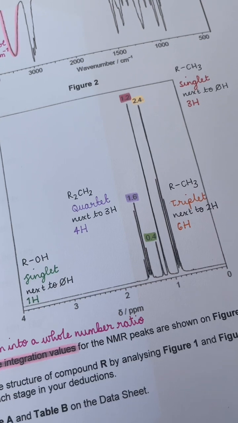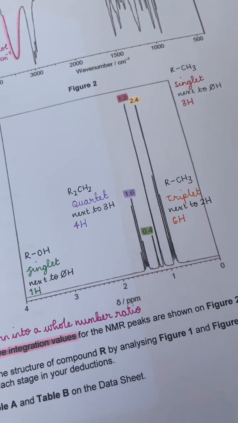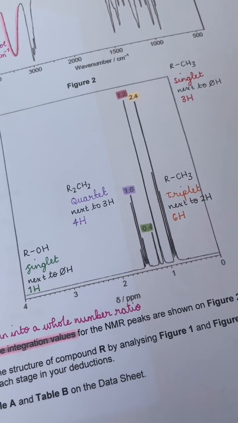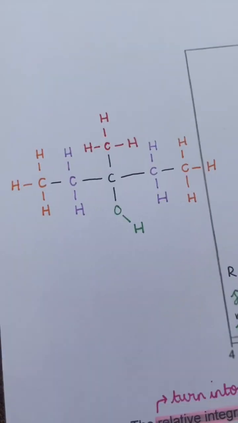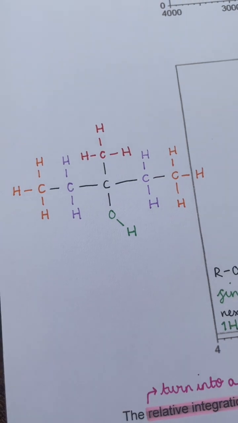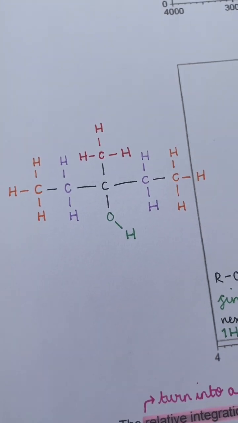So that's all the data I've annotated, and now I'm going to put it all together into a structure for compound R, and then I'm going to come back and explain from my structure how that links into all the points that I've made in this question. So here is the structure that I have come up with for compound R.